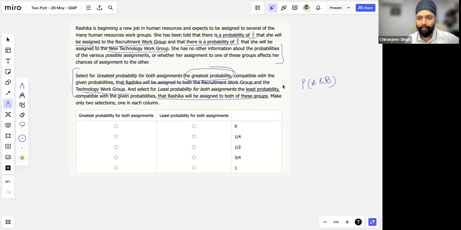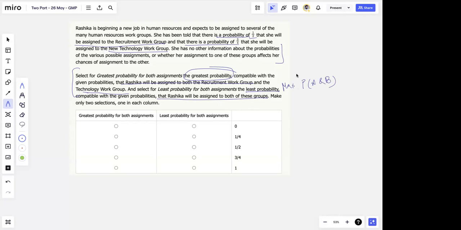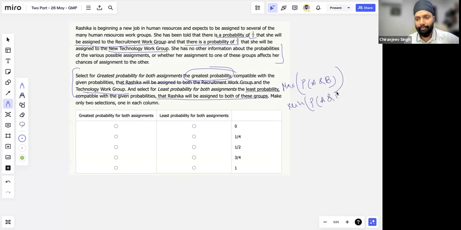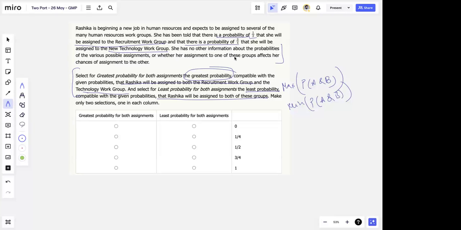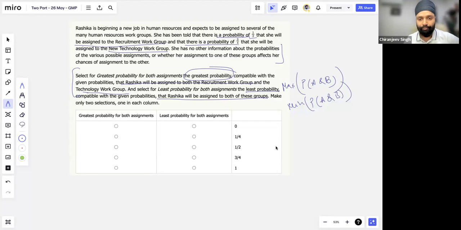एक मैक्सिमाइज करना है हमें, और एक मिनिमाइज करना है, right. और इंडिविजुअल प्रोबेबिलिटीज हमें दी हुई हैं, राइट? P of A is 1/2 and P of B is 3/4. करेक्ट.